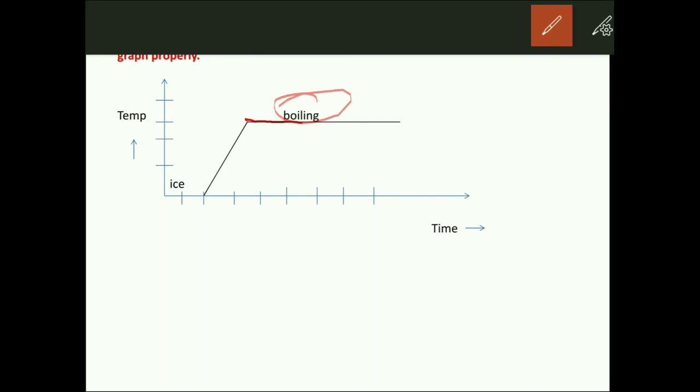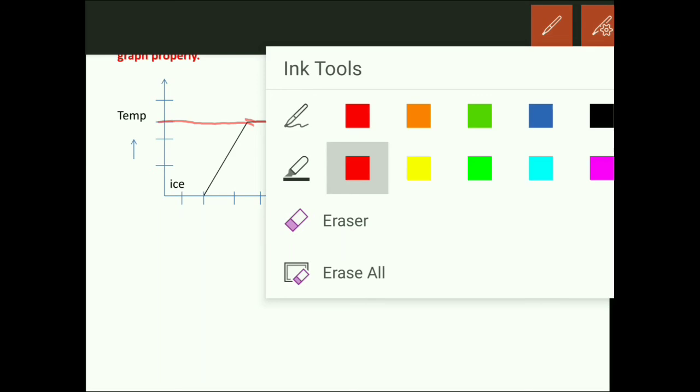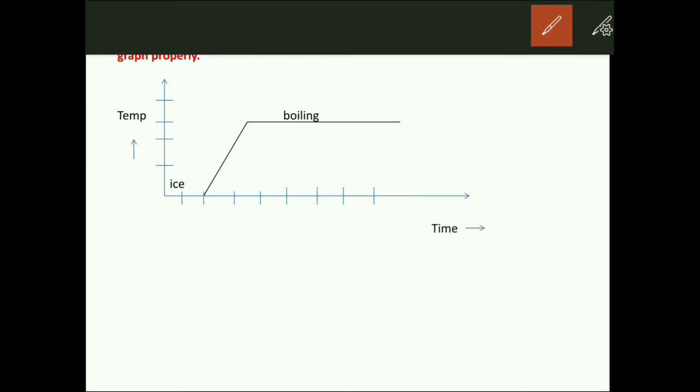Now again there is no change in temperature. It will stop at 100 degrees Celsius. So when the water starts boiling, it boils at a constant temperature of 100 degrees Celsius. No matter how much time we use in boiling, the temperature will not increase. So the temperature of boiling water is 100 degrees Celsius.